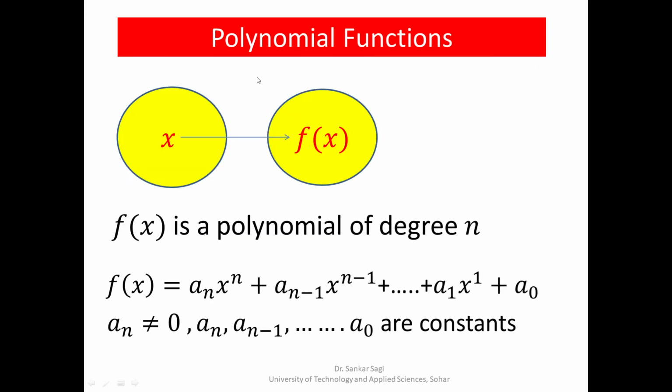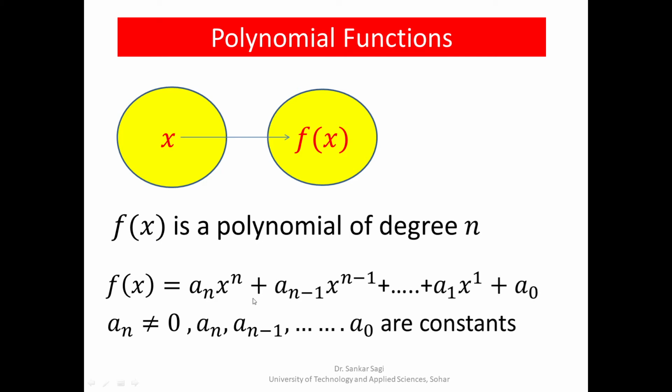So let us first start with the polynomial functions. When we say a function is a polynomial function, here I have taken x and f(x). x is the independent variable which represents the values of the domain, and f(x) is the image of x under the function f. And we say f(x) is a polynomial function whenever f(x) is a polynomial.